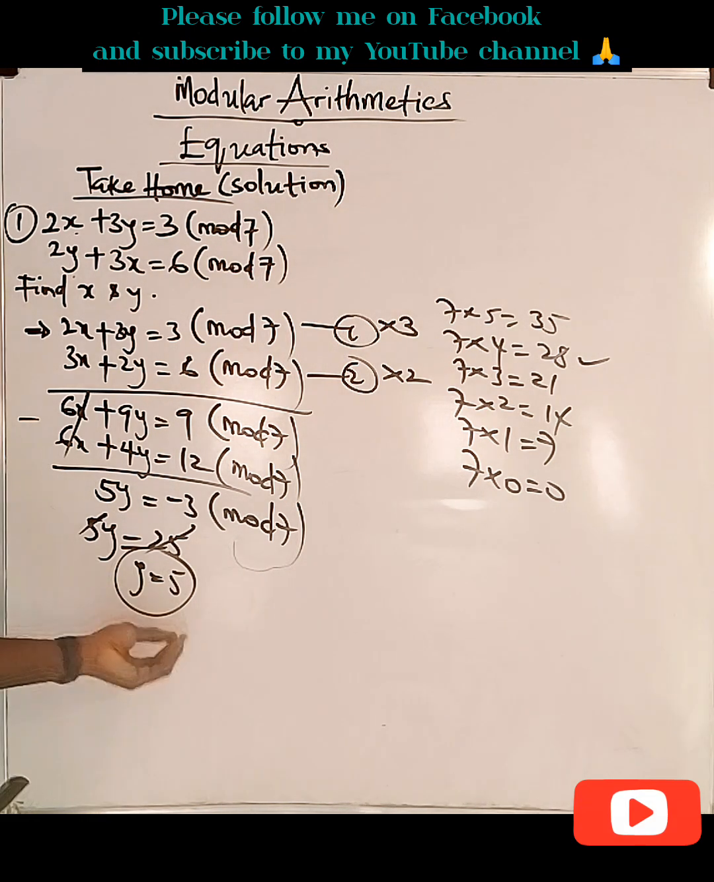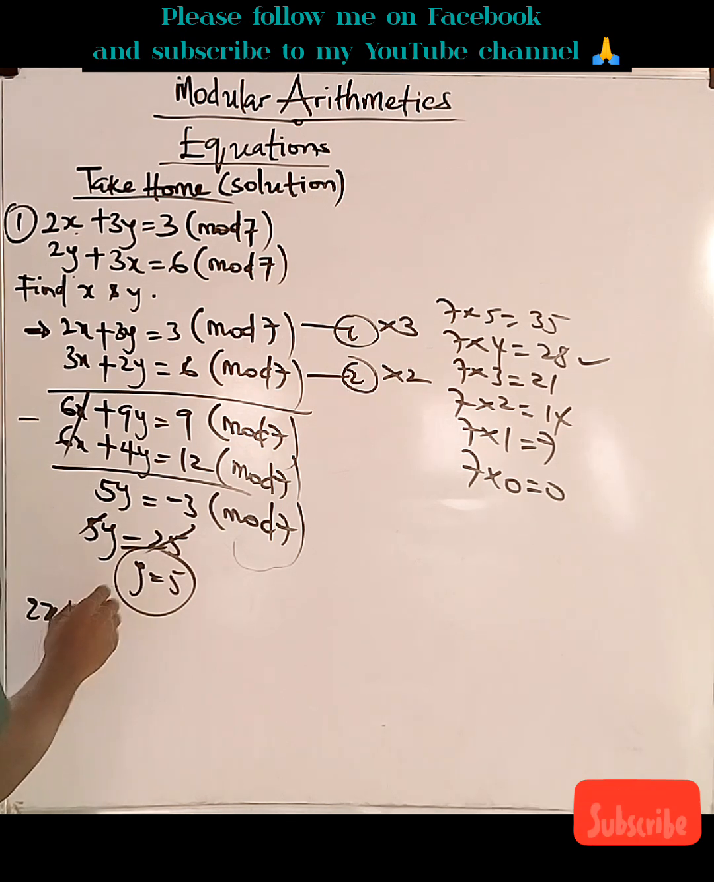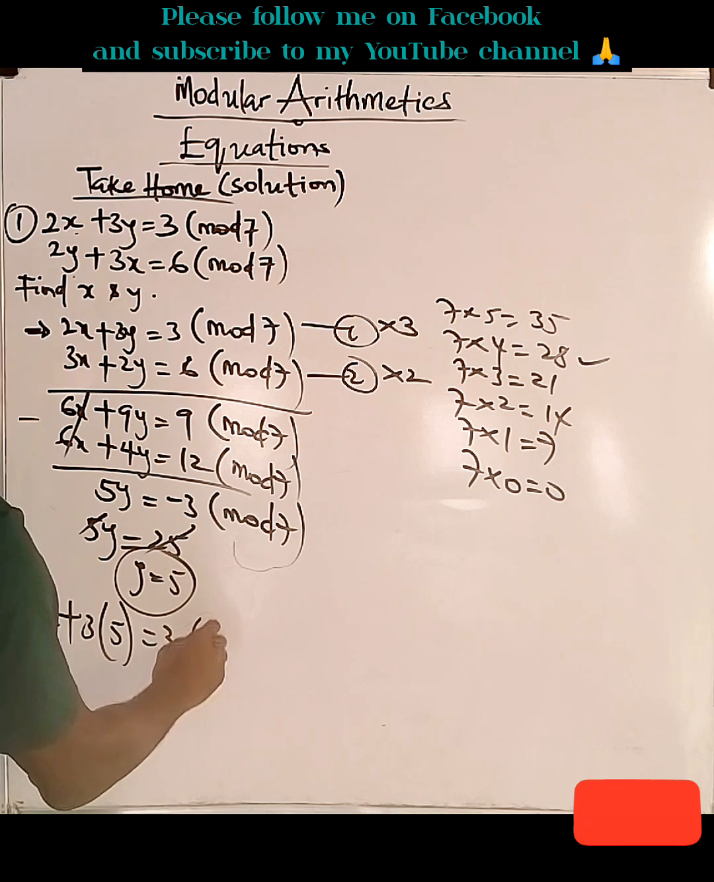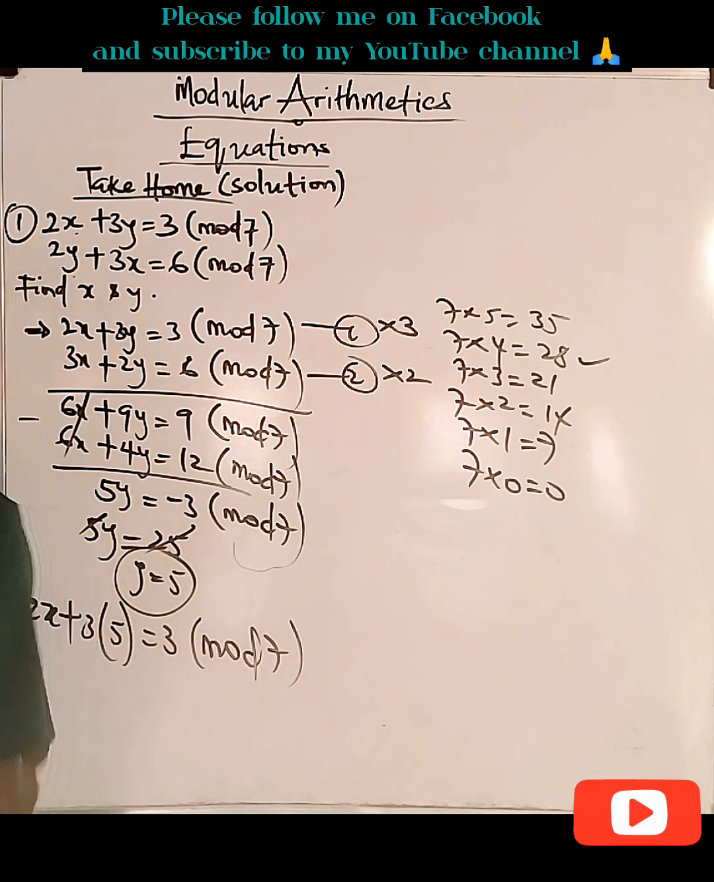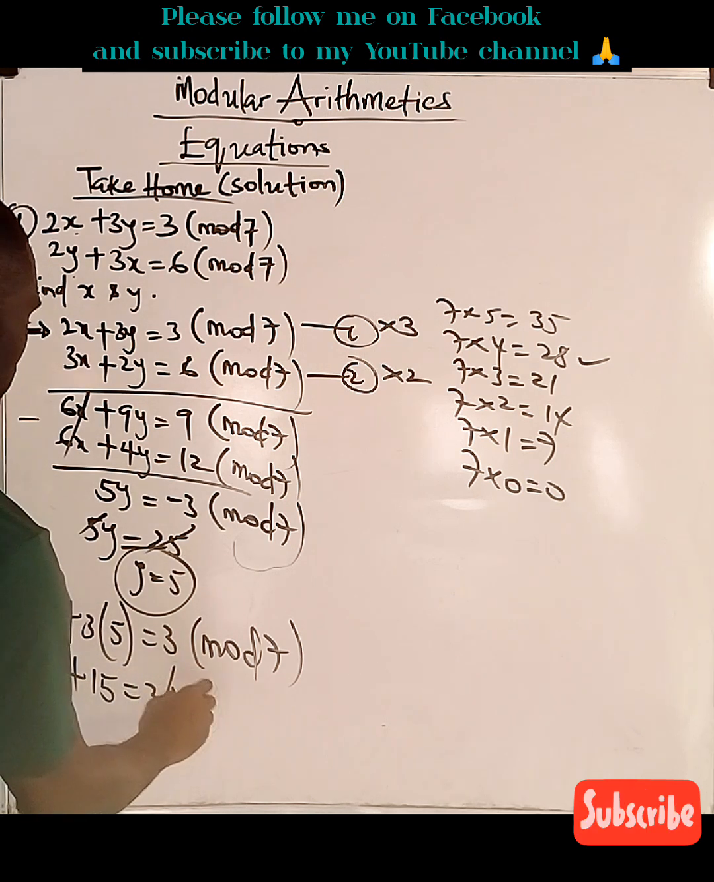So we're going to take the value of y, which is 5, and substitute it into either equation 1 or equation 2 to get the value of x. So let's get that done right away. So 2x plus 3y, y is 5, equals 3 modulo 7. So what do we have? We have 2x plus 3 times 5, which is 15, equals 3 in modulo 7.